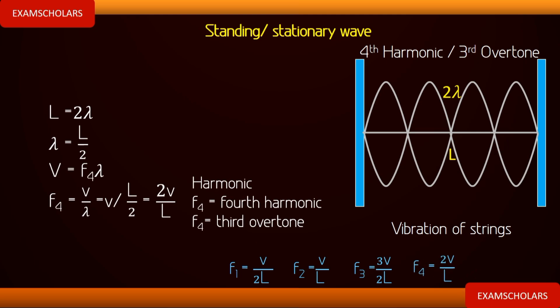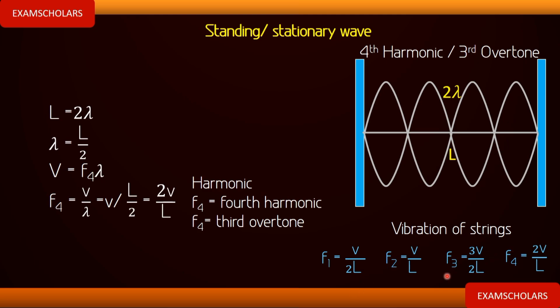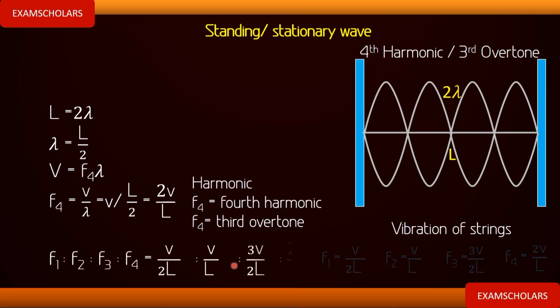f4 is equal to 2V over L. What do we want to do here? Let me show you. Now let's write it like this. Let's find the ratio of the frequencies that we have gotten so far. So f1 ratio f2 ratio f3 ratio f4 will be what? We find the ratio like this. Now, if you find the ratio f1 : f2 : f3 : f4, it will be V over 2L : V over L : 3V over 2L : 2V over L. Now, if you look at this very well, let me quickly solve this for you. I don't want to bore you.